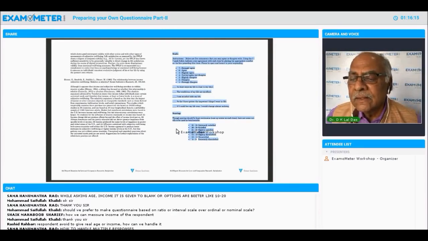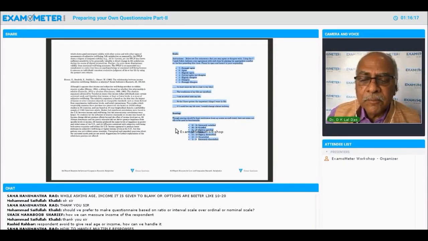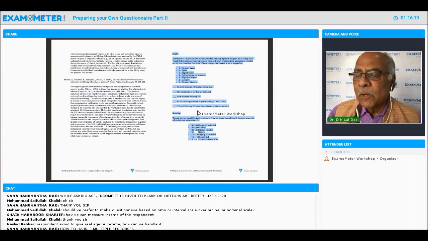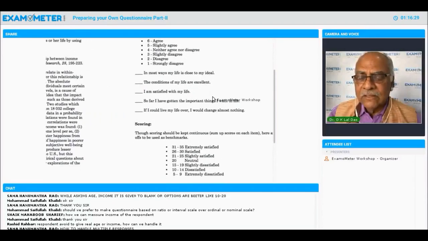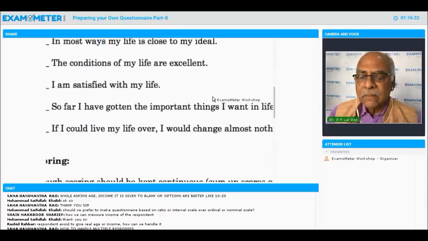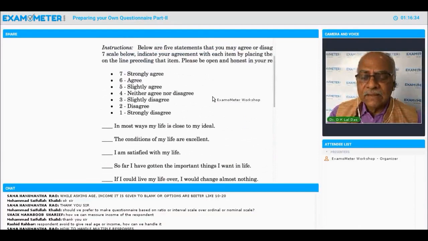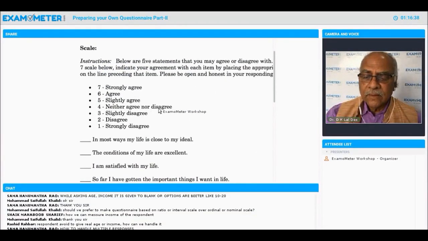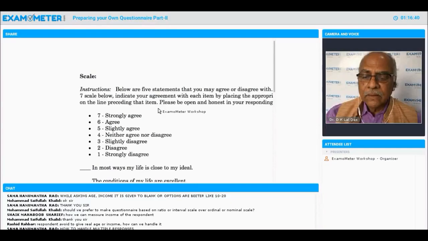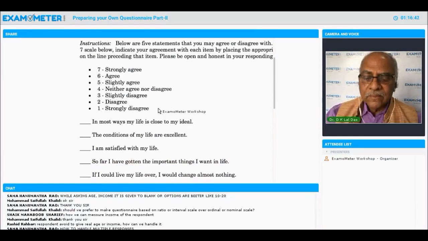It's a very famous scale developed by. It's very popular all over the world. In a very short survey, you can use this, and it gives you very correct results. There is a manual also there, and you can just administer. This is a 7-point scale, and there are 5 questions, that's all.